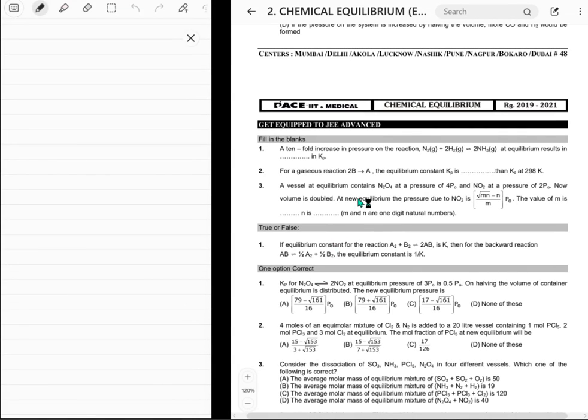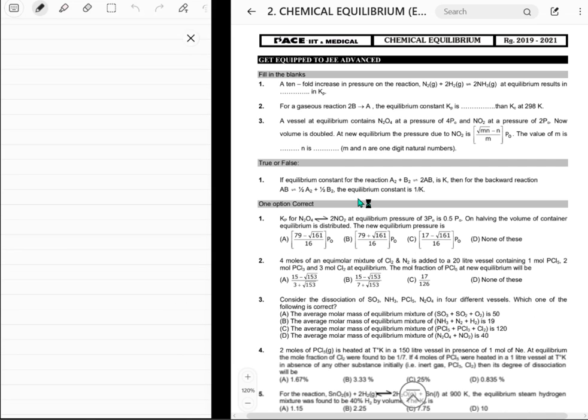Okay, Quadratic Equation advanced. Fine. Question number one. A tenfold increase in pressure on the reaction at equilibrium results in something in Kp. So no change in Kp. No change. Why are these subjective questions over here? Shouldn't it be all objective?